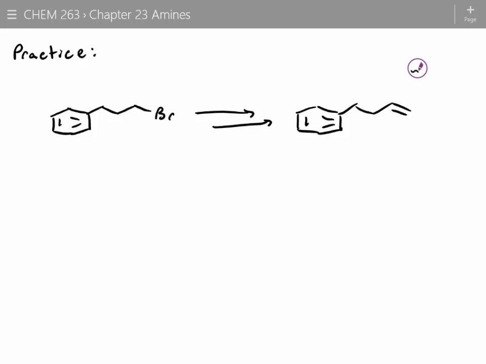I'll give you guys a hint too. If we count carbons coming off the phenyl ring, 1, 2, 3, 1, 2, 3, 4. We've got to gain a carbon somehow. All right, so if we want to add a carbon in, we can do an alkylation or an SN2 substitution.